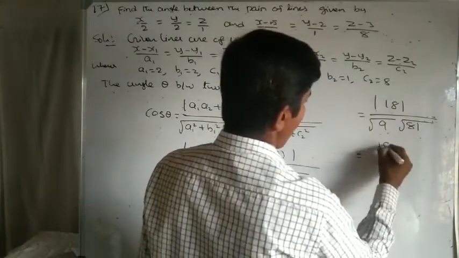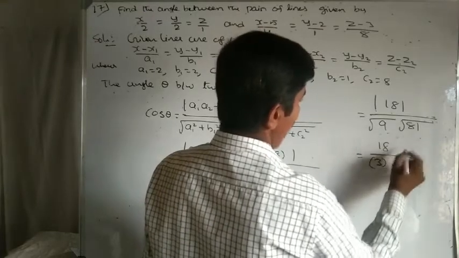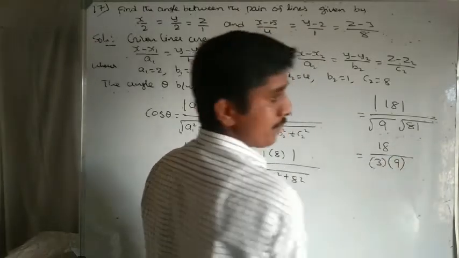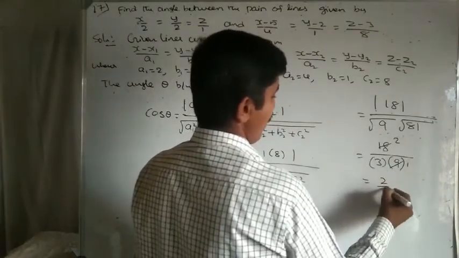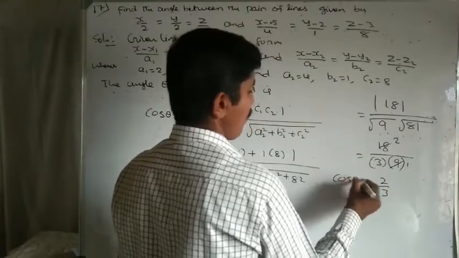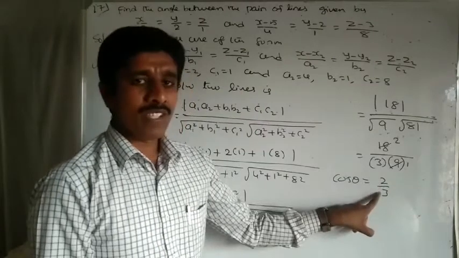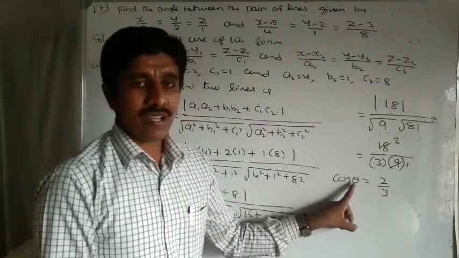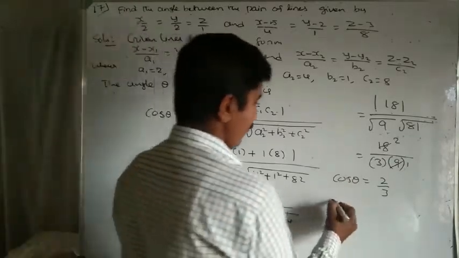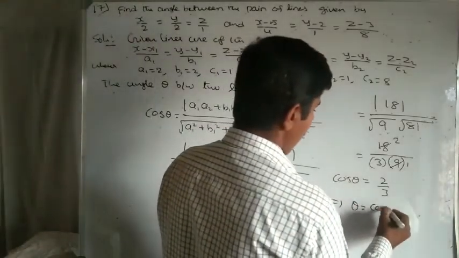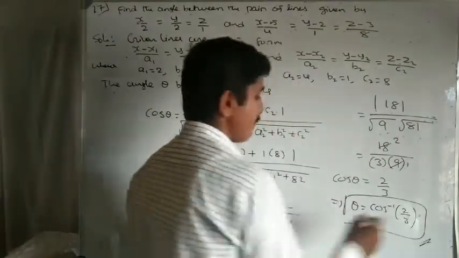Modulus of 18 positive, so 18 divided by root of 9 is 3, root of 81 is 9. 9 ones are 9, twos are 2 by 3. Cos theta equal to 2 by 3. 2 by 3 lies between minus 1 and plus 1. Therefore, by definition of inverse function, theta is equal to cos inverse of 2 by 3. This is the angle between two lines.